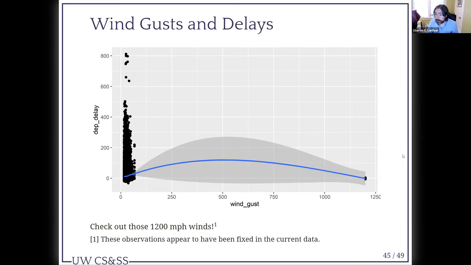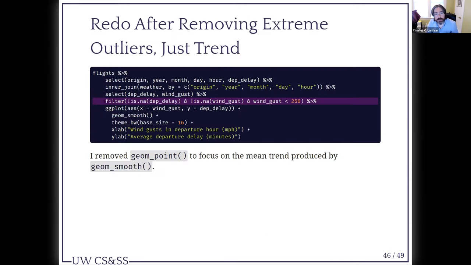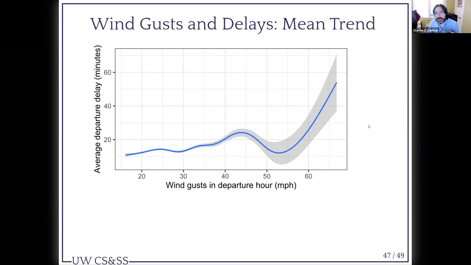So let's fix that real quick. This is just an example of showing an iterative process. If you see something wrong on your plot, fix it and redo it. So I said, my wind gust should probably be under 250. I forget if it's miles per hour or kph actually. Doesn't matter either way, Venus. Redo the plot. I hide the dots here and just show this one.